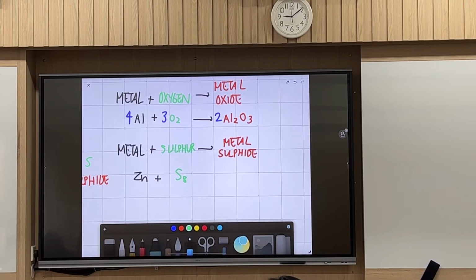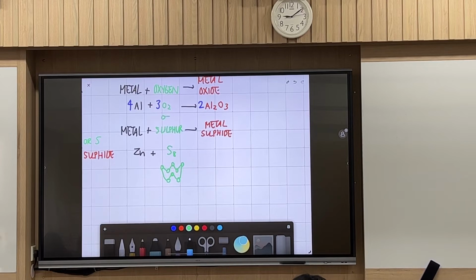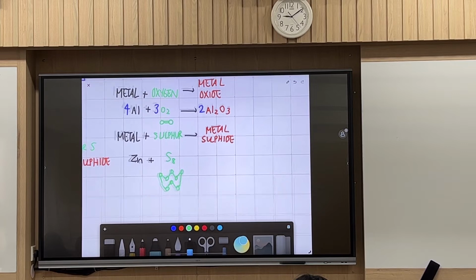Shape in a much later part. So it has a crown shape. If you like, you can draw this crown. If you know how to draw a crown, you know how to draw the shape. Yes, crown shape. So this is what sulfur looks like. You see, those are double bonds holding two O atoms together, and these are single bonds holding these S atoms together, 8 of them, forming a crown-shaped molecule.